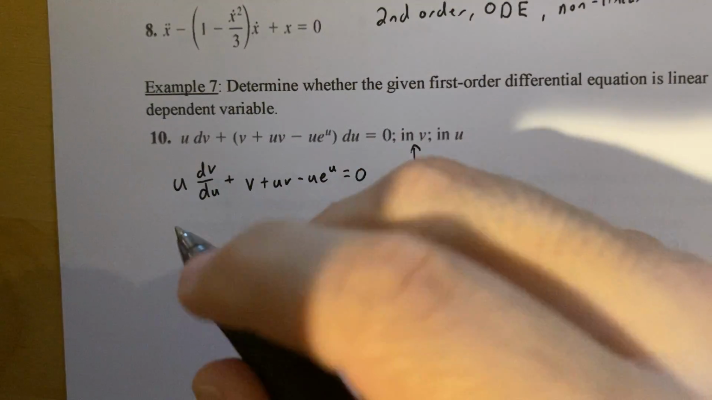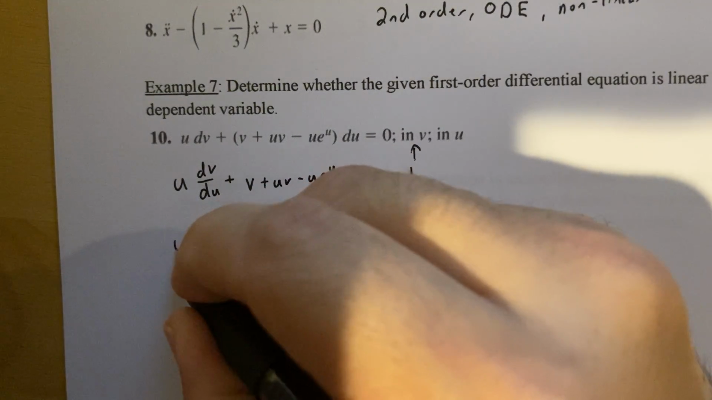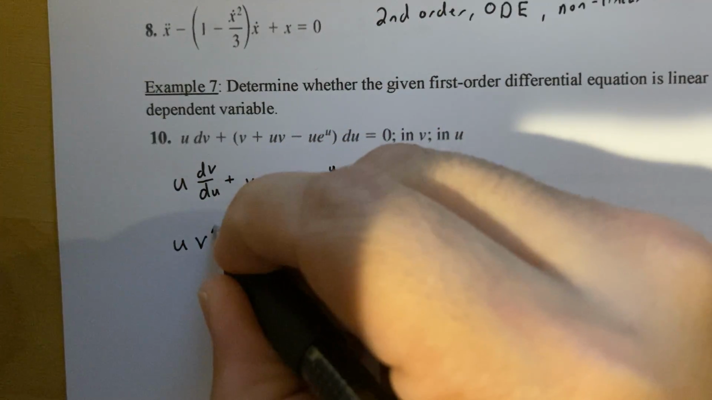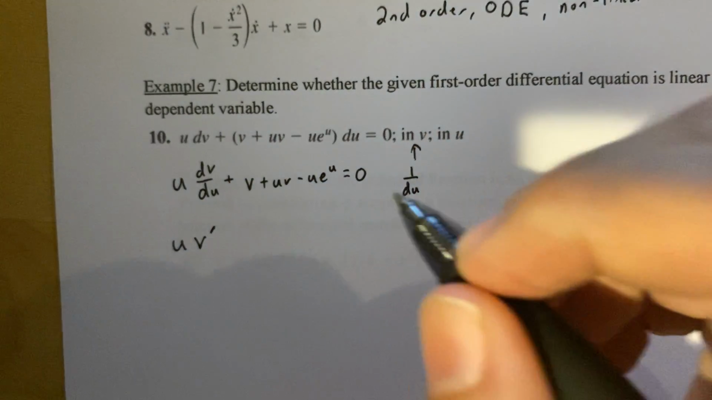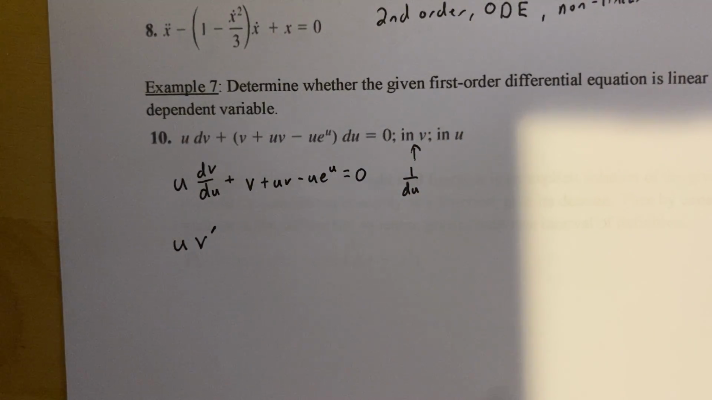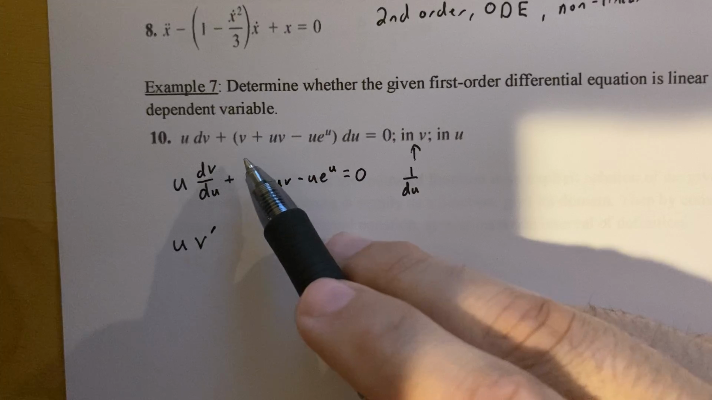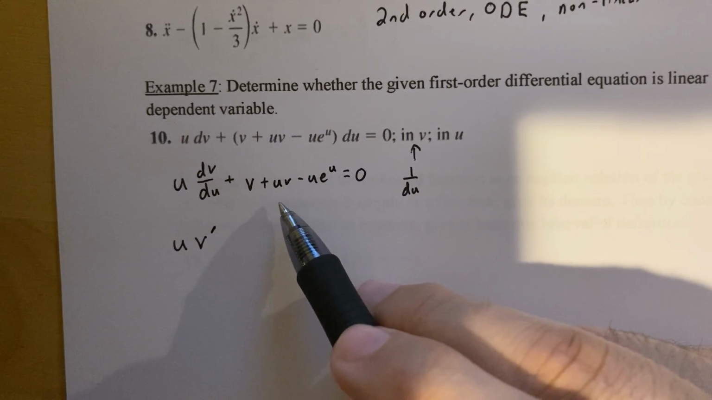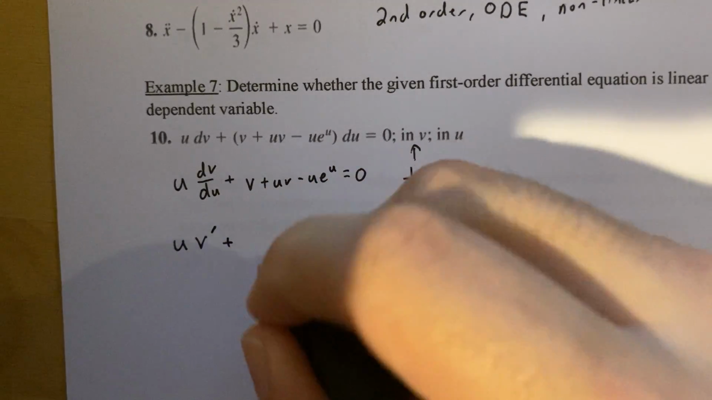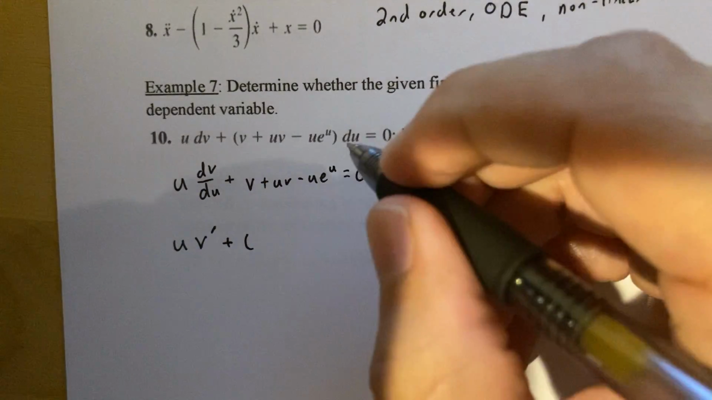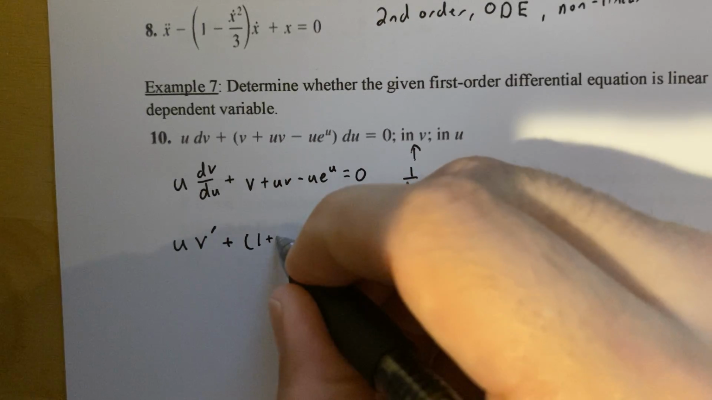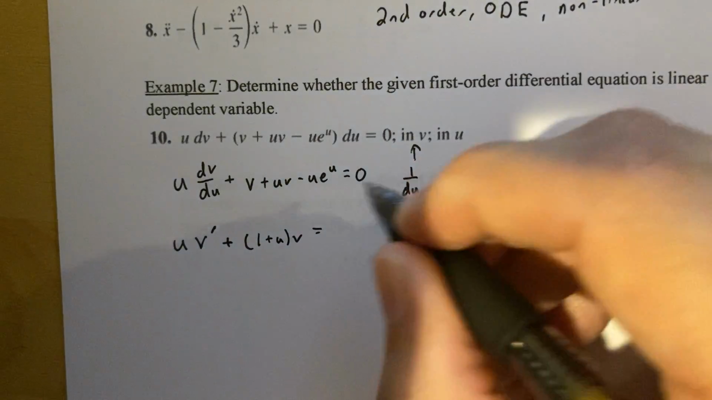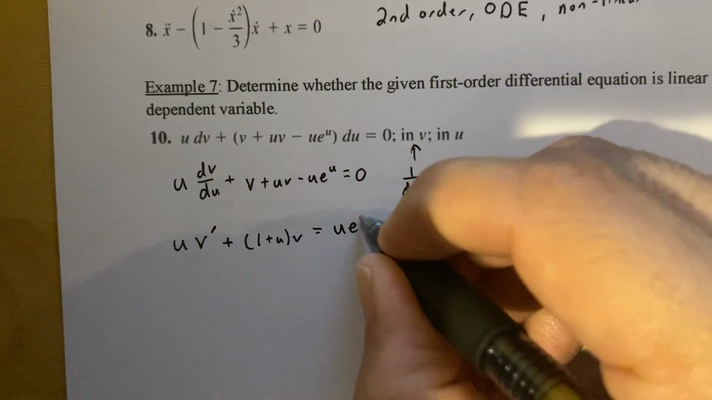We're going to see that we have u, and then I'm going to say dv over du is just going to be v prime. All right. And then what we're going to have is plus v plus uv. I'm going to go ahead and pull out a v and have 1 plus u, and I'm going to take the minus u e to the u to the other side and just have u e to the u.